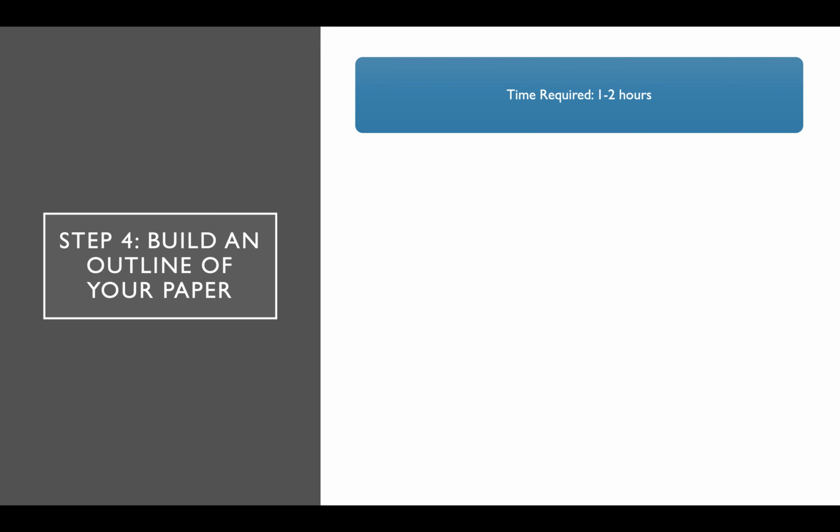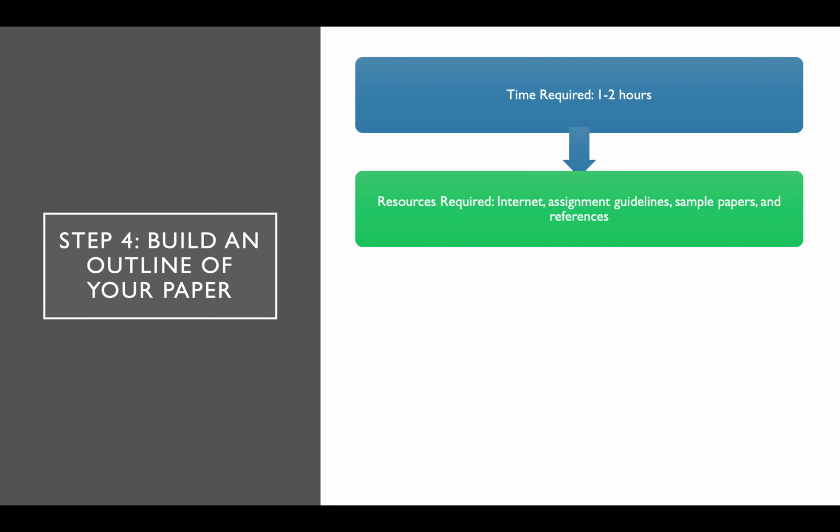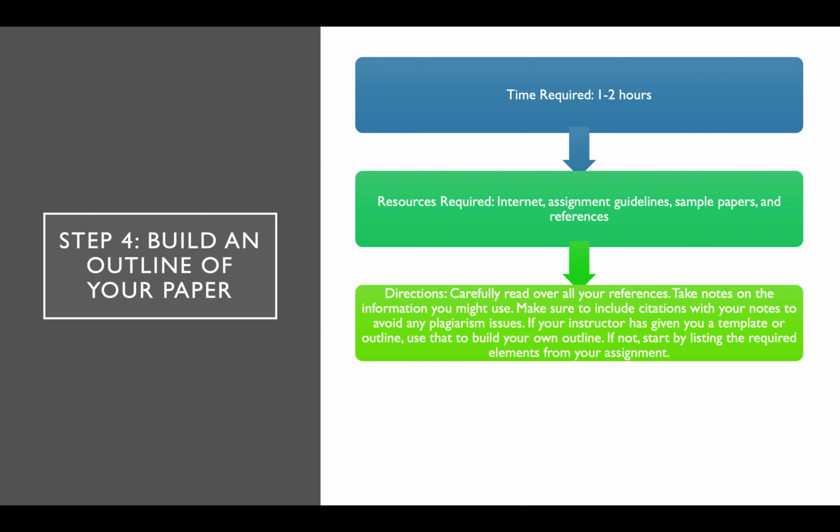Step 4 is to build an outline of your paper. Again, this will take about 1 to 2 hours. You need your internet, your assignment guidelines, sample papers, and any references you have. What you want to do is read over all of your references. Take notes on the information you use. Make sure to include citations so that you will avoid any plagiarism issues. And then start by building an outline of what you are going to address in your paper.